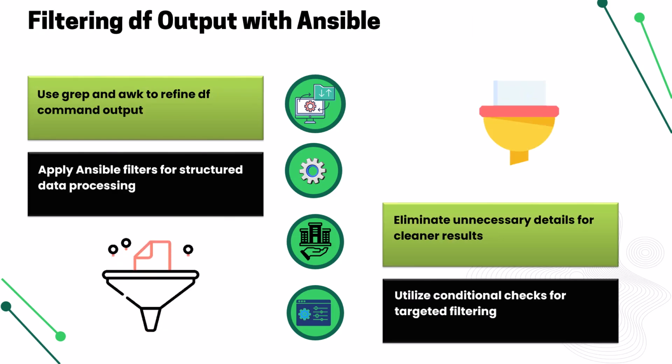We all love a clean workspace, right? Well, same goes for disk data. Filtering the DF output keeps it precise and useful. Ansible makes this easy with built-in filters. No more staring at endless columns of cluttered data. By applying grep and awk, we slice out just what we need. So let's clean up our disk reports like a pro, and trust me, your future self will thank you.